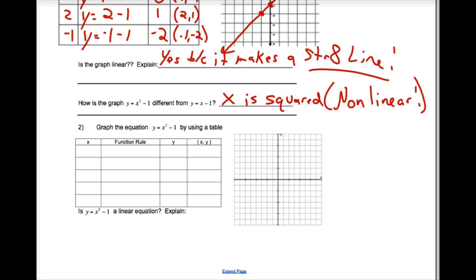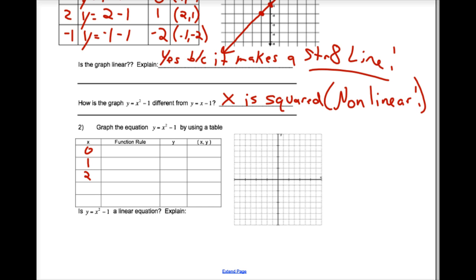All right, what's the smartest x value to always choose in a table? 0. Always start with 0. Negative 1. Negative 2. Okay? 1. 2. I'm going to do 1, and I'm going to do 2, and then I'm going to stop right there. Let's do those first. Watch what happens. Then we'll do some negative values and see what happens.